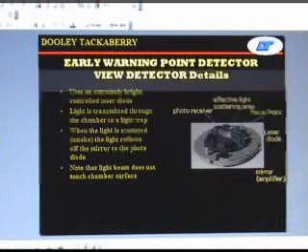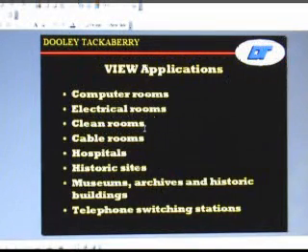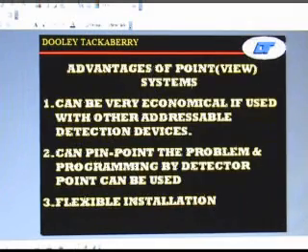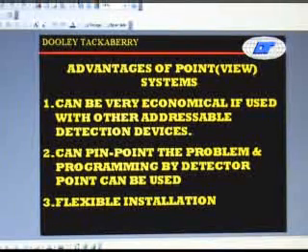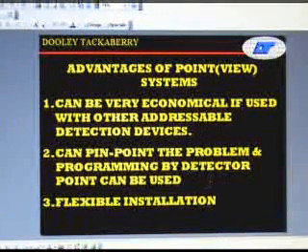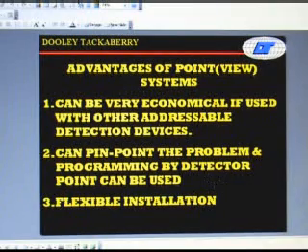That's a new thing in the market these days. Few applications: computer rooms, electrical rooms, clean rooms, cable rooms, hospital, historic site, museum, telephone switching station. Those are the ones lately using these units. Advantage of the point system: it can be very economical if used with other addressable detection devices. It can pinpoint the problem, programming by detector point can be used, and flexible installation.